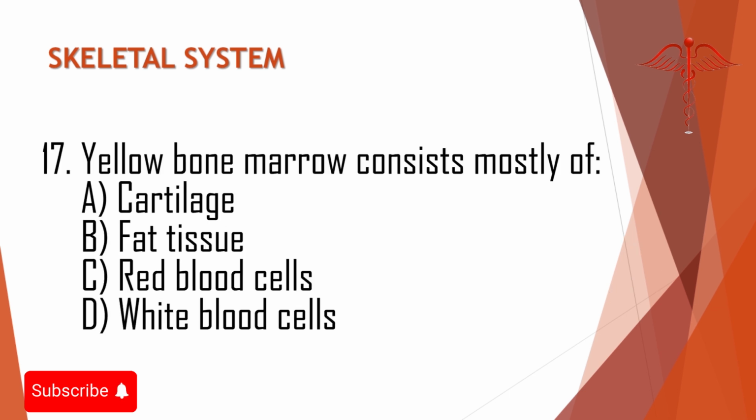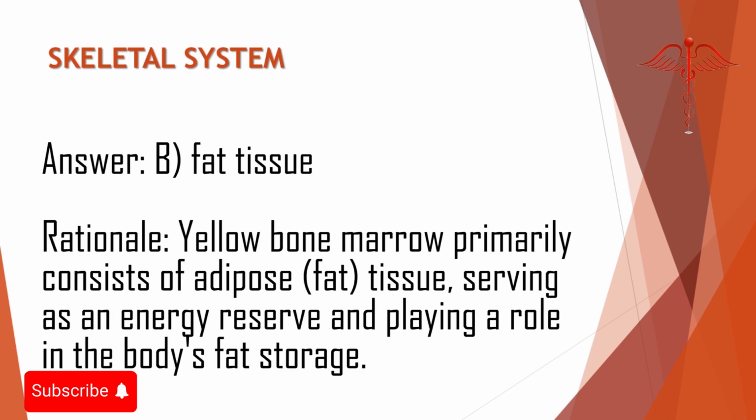17. Yellow bone marrow consists mostly of A. Cartilage, B. Fat tissue, C. Red blood cells, D. White blood cells. Answer: B. Fat tissue. Rationale: Yellow bone marrow primarily consists of adipose (fat) tissue, serving as an energy reserve and playing a role in the body's fat storage.